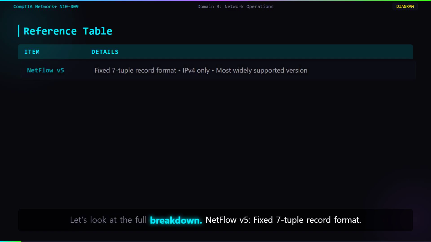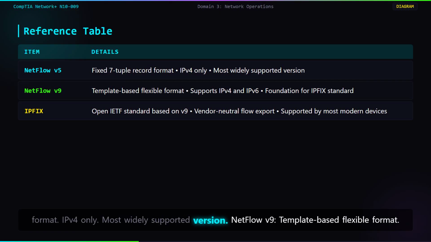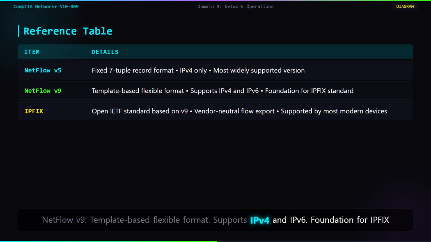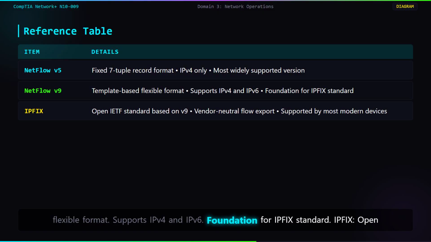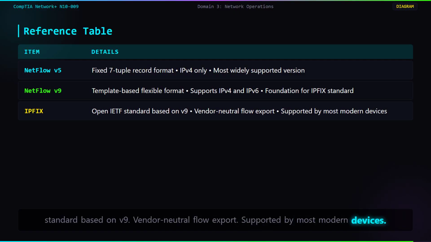Let's look at the full breakdown. NetFlow v5, fixed 7-tuple record format. IPv4 only. Most widely supported version. NetFlow v9, template-based flexible format. Supports IPv4 and IPv6, foundation for IPFIX standard. IPFIX, open IETF standard based on v9. Vendor-neutral flow export, supported by most modern devices.